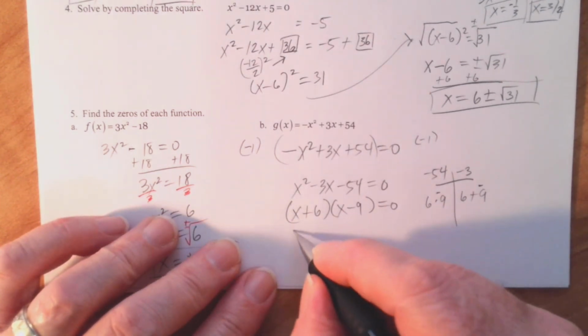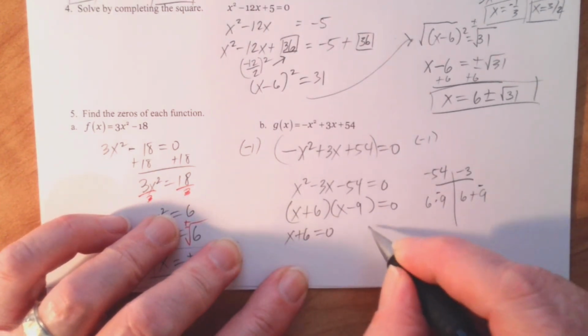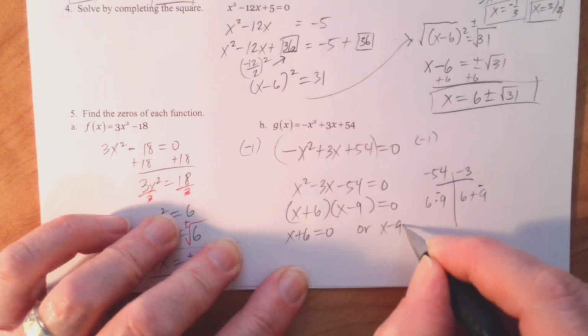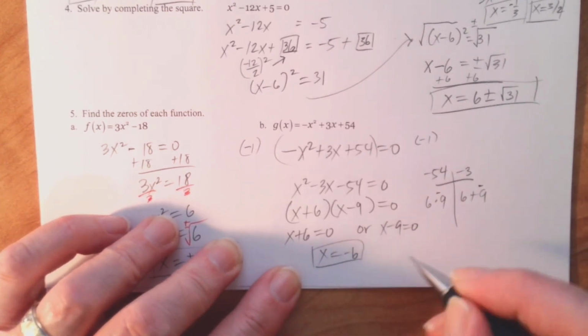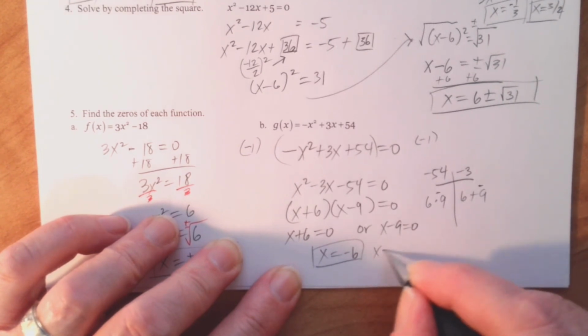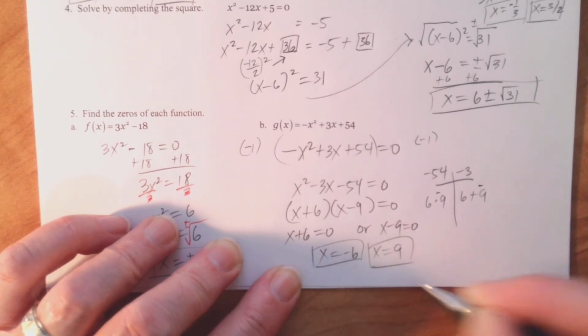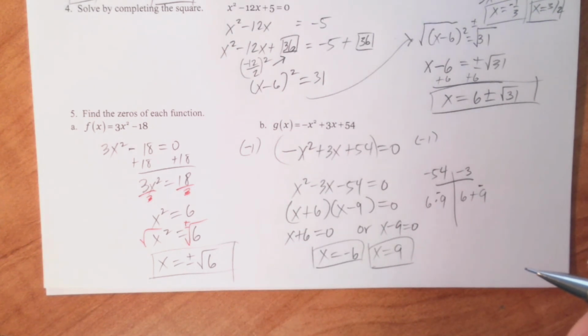And then finally, when you set each of these equal to 0, you're going to get -6 and 9. So those are our two zeros for this function.